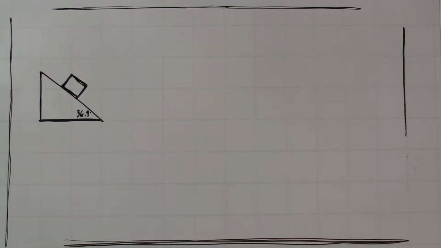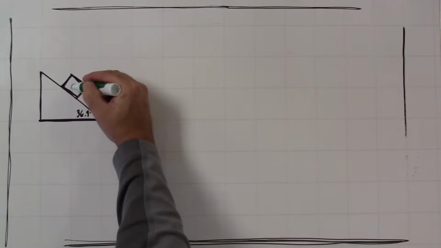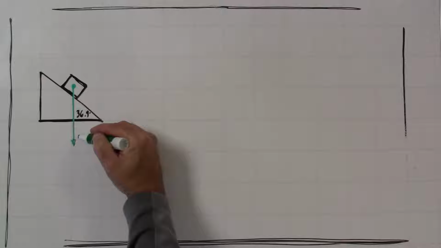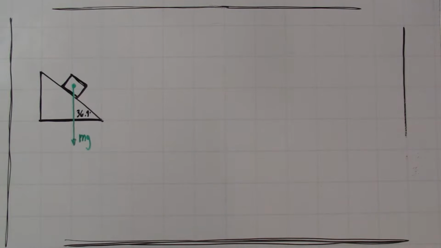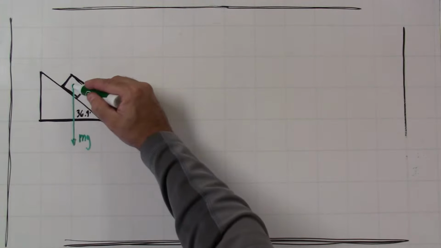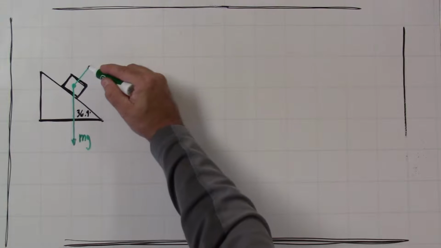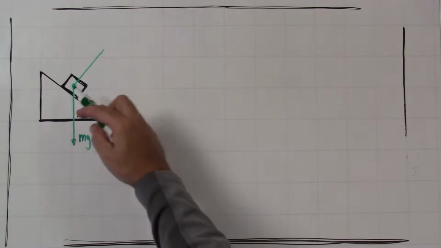So if it's moving up the ramp, you know there's a couple forces on it. Obviously the earth pulls it down. We call that the weight. We label that mg, which is the mass times the gravitational field strength. There's still a normal force, the force of the ramp pushing the block perpendicular to the ramp. And we know there's some friction, but we'll get to the friction in a second.